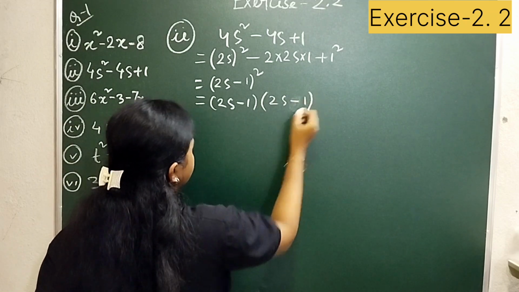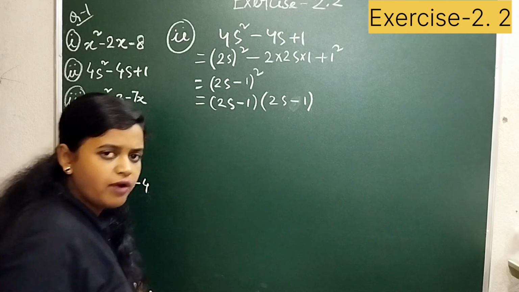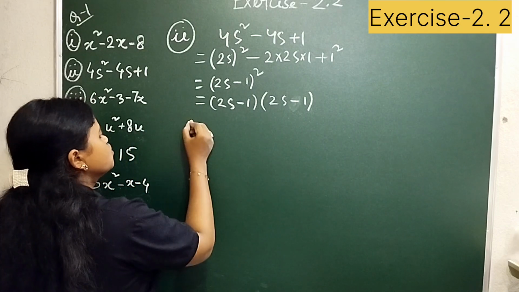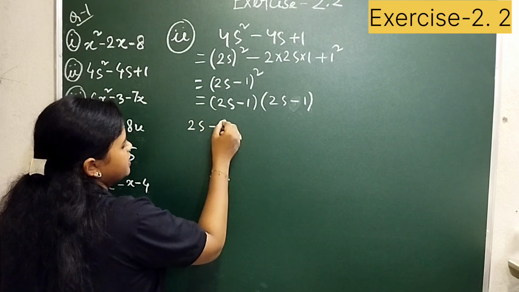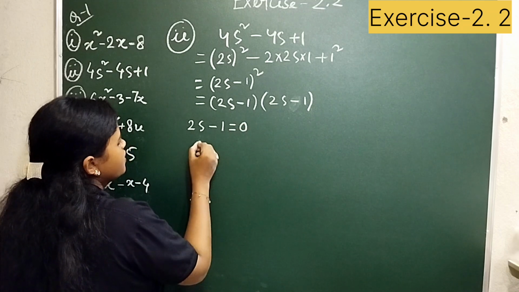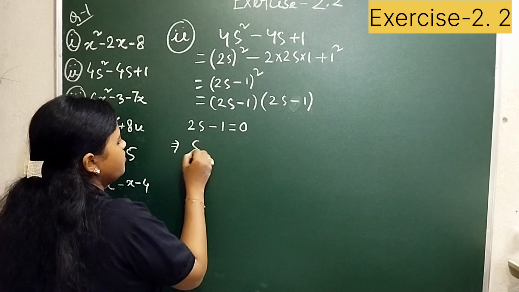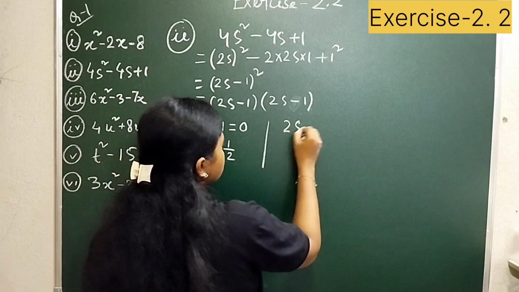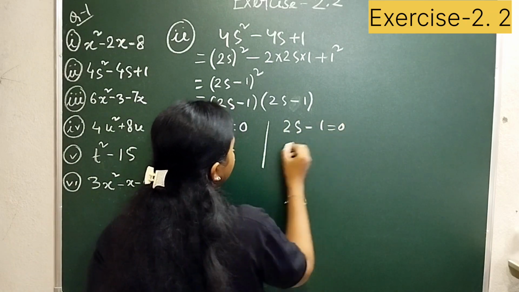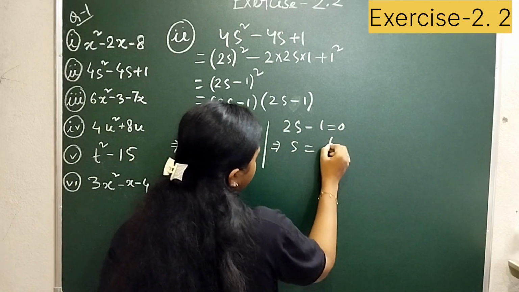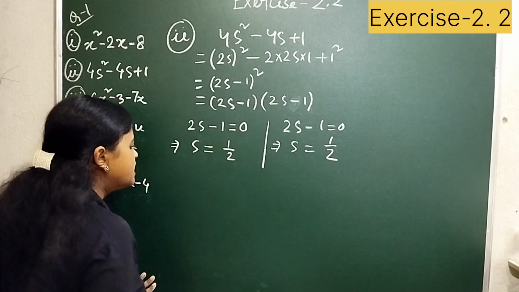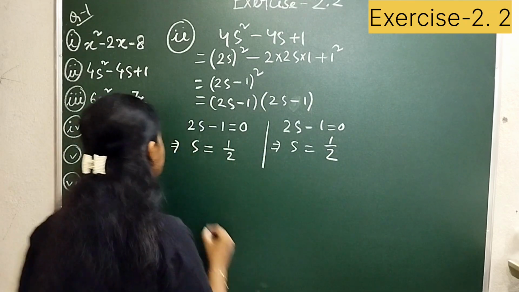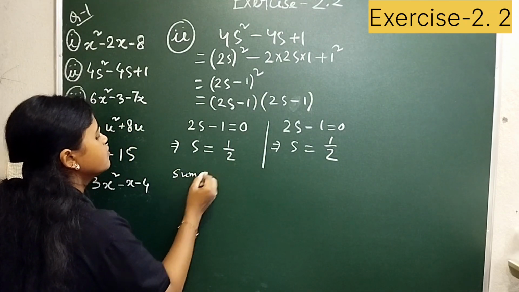Now we are going to find the zeros of the polynomial. First the linear equation is set equal to 0, and we find the value of s. 2s minus 1 equals 0, so s equals 1 by 2. Here also it is the same case, 2s minus 1 equals 0, so s equals 1 by 2. Now we have to find the sum of the zeros.